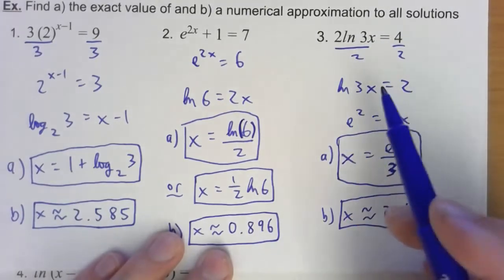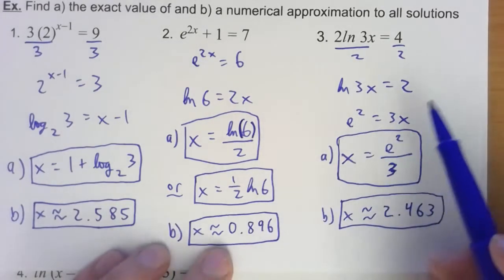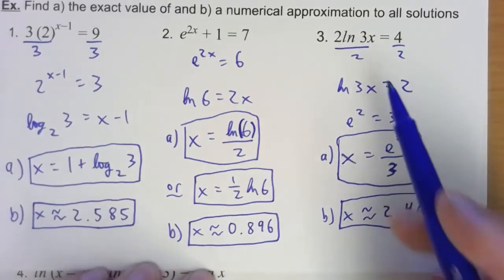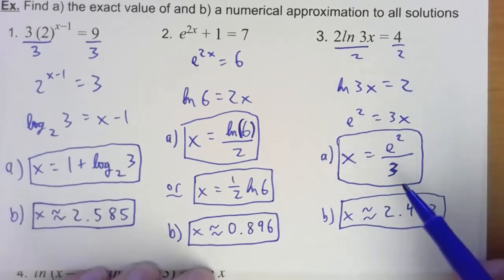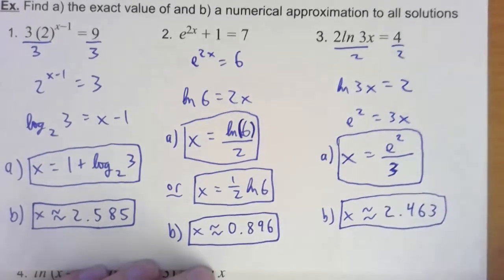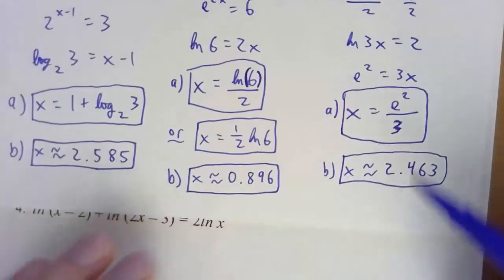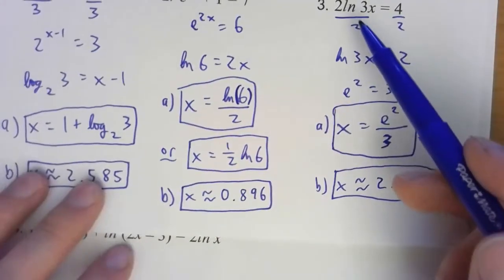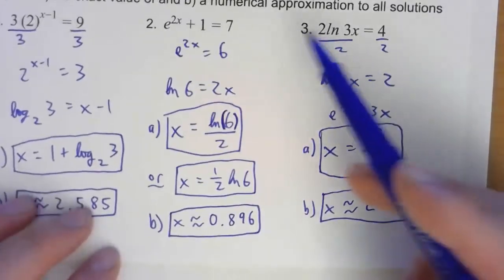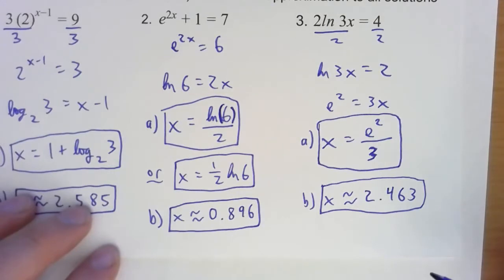This time we change from log to exponential, but it's that same rule of thumb. If you feel stuck, change forms. And then you've got your exact value and your decimal approximation. One thing to notice on this one is if you use log properties, you would actually get an extra answer.